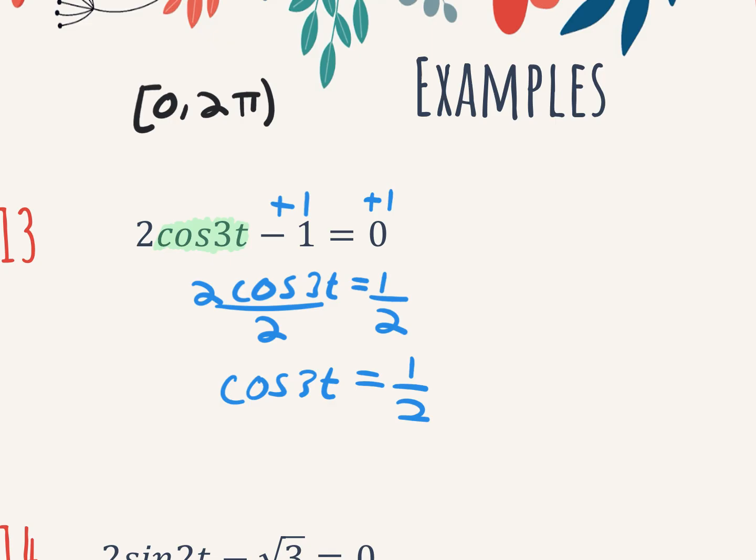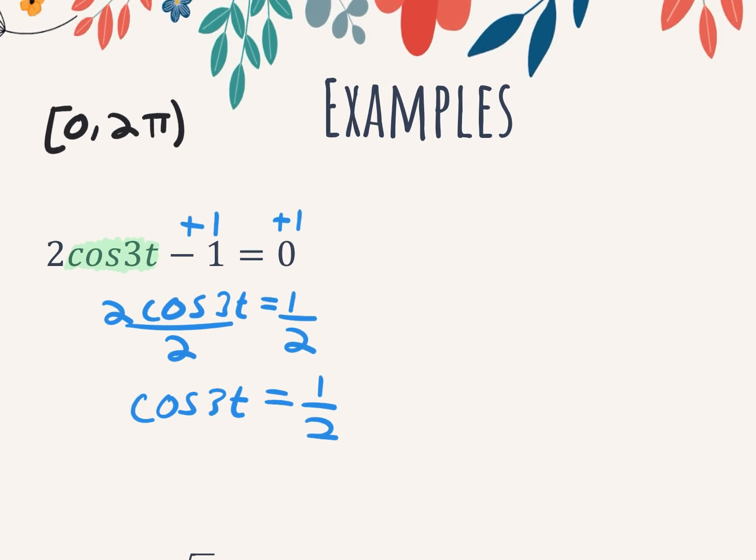Not pi over 4. Pi over 3, right? So pi over 3, and then what's the other one? 5 pi over 3. All right, but is this equal to the inside t, or is it 3t? We see a 3t in there. So this isn't our final answer.